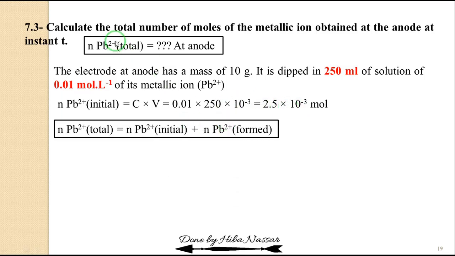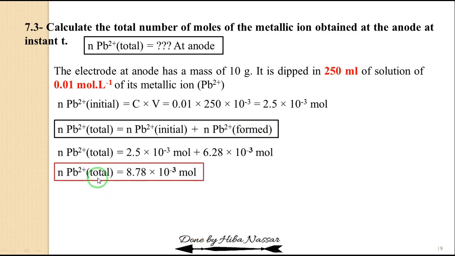So here I need to calculate the total number of moles for the metallic ion Pb2+. So the total number of moles is equal to the initial number calculated here plus the number of moles for Pb2+ formed, which is calculated in the previous question. So we can say that the total number for lead Pb2+ ion is equal to 8.78 times 10 to the power minus 3 mole.